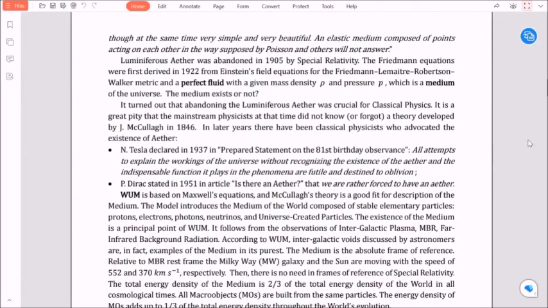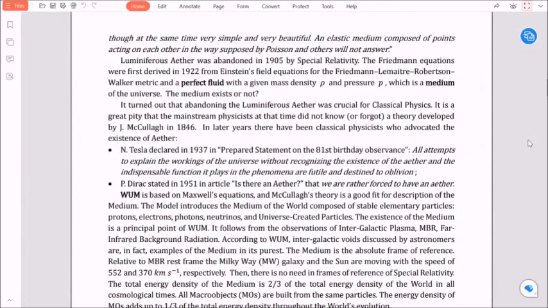Nikola Tesla declared in 1937, in a prepared statement on his 81st birthday observance: all attempts to explain the working of the universe without recognizing the existence of the ether and the indispensable function it plays in the phenomena are futile and destined to oblivion. Paul Dirac stated in 1951 in an article, "Is there an ether?", that we are rather forced to have an ether.